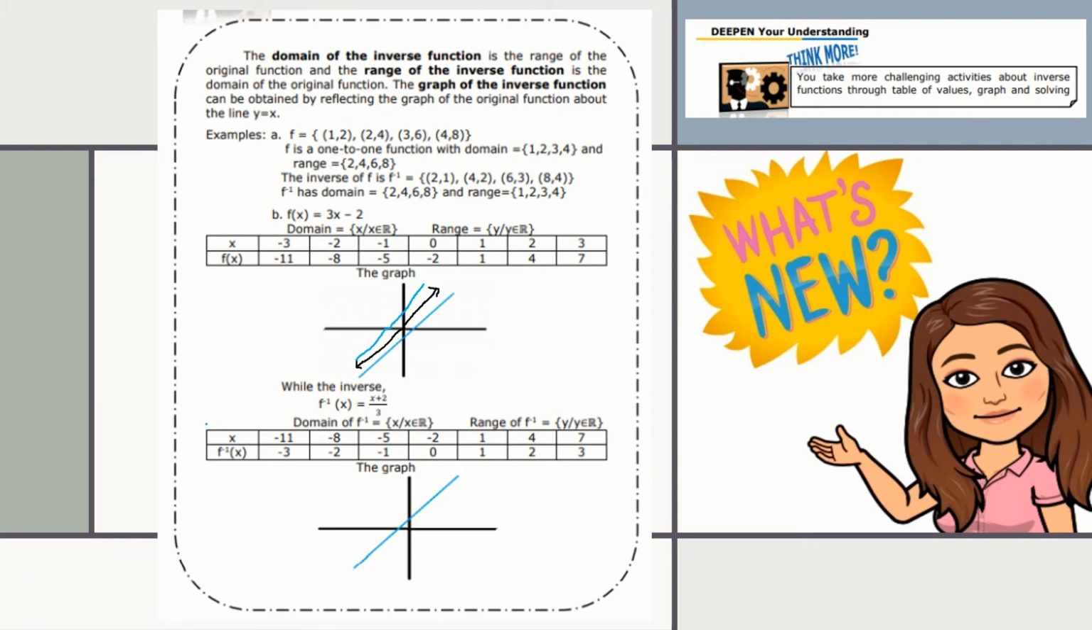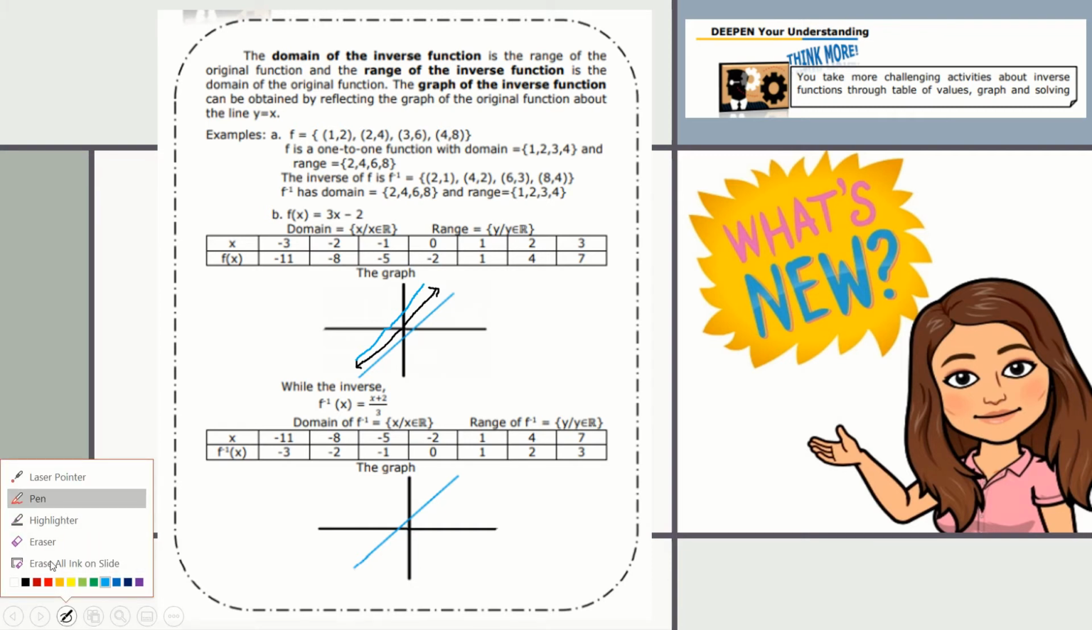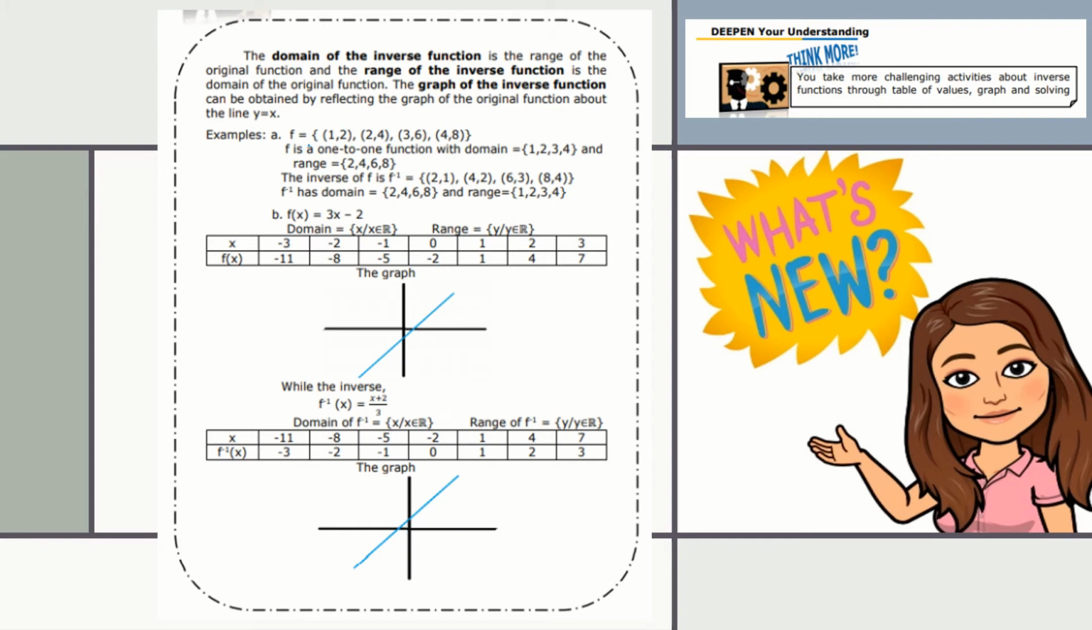Okay, so before we go on to example B, let's go on first to example 1. I forgot about example 1. Okay, let's go on to example 1. We have here a set of ordered pairs, knowing that this is a one-to-one function, and the domain is 1, 2, 3, and 4, and the range is 2, 4, 6, 8. Then the inverse is (2, 1), (4, 2), (6, 3), (8, 4). Notice that we just interchange the x and the y. Now this inverse function has the domain 2, 4, 6, 8, which is the range of the original function, and the range is the domain of the original function.